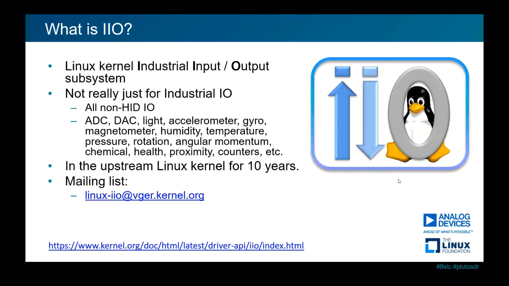So I talked about I/O. So what is I/O? It's the Linux kernel industrial input-output subsystem. And it's really not just for industrial I/O. It's basically for all non-human interface I/O. This can be ADCs, DACs, accelerometers, gyros, magnetometers, humidity sensors, pressure, rotation, and so forth. It's in the upstream Linux kernel for more than 10 years now.